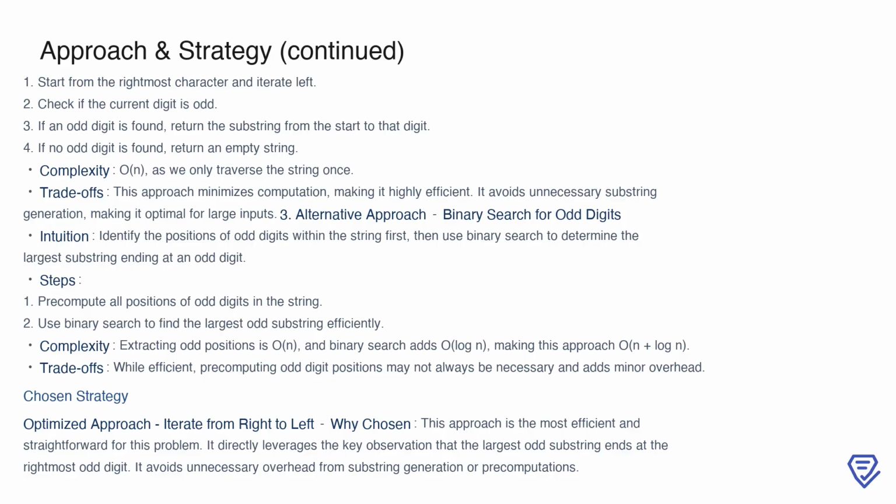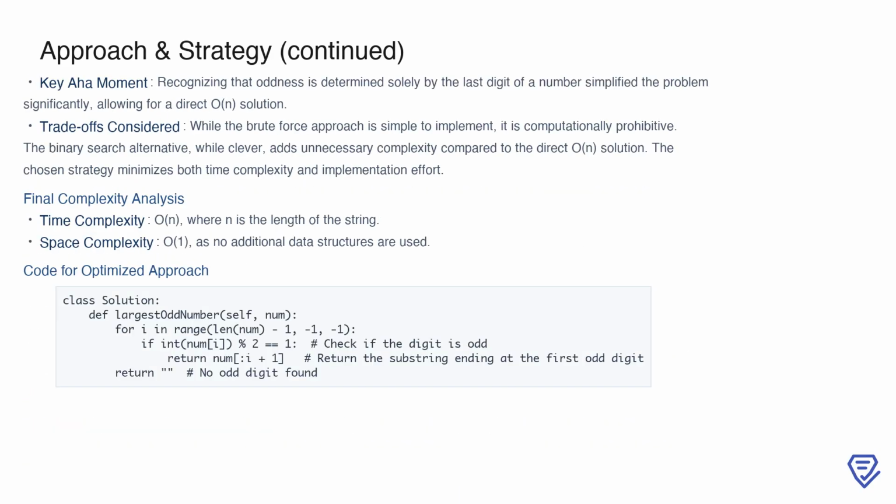This approach is highly efficient because it avoids generating unnecessary substrings and directly focuses on identifying the largest odd number. With a time complexity of O(n), as we only traverse the string once, this method is optimal for large inputs. While other solutions exist, such as using binary search after pre-computing odd digit positions, these add unnecessary complexity compared to this direct and efficient strategy. The breakthrough insight for this problem was recognizing that a number's oddness is determined solely by its last digit. This observation allowed us to simplify the problem significantly and design a solution with O(n) time complexity.